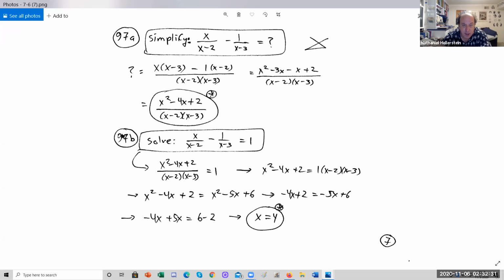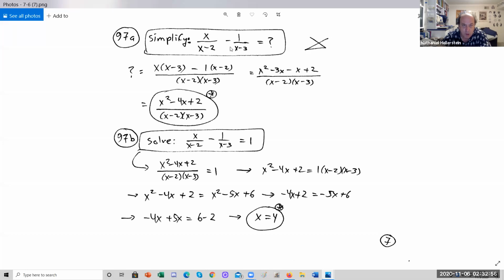Here, 97A and B asked to simplify an expression and solve an equation. Now, the expression is inside the equation, so this is a helpful step for this. But anyhow, x over x minus 2 minus 1 over x minus 3. So it's a difference of fractions, so we use what I've been calling the rabbit rule, crisscross.